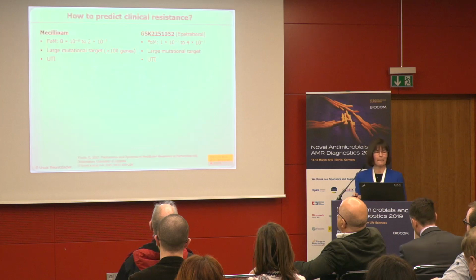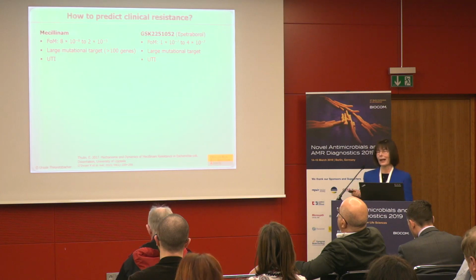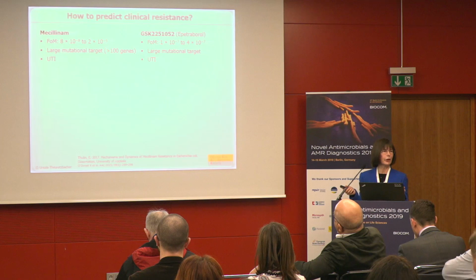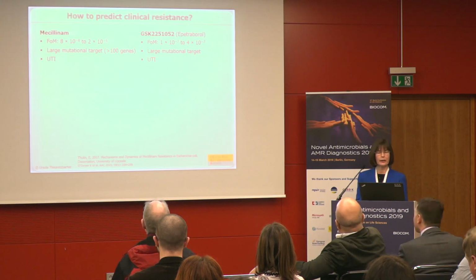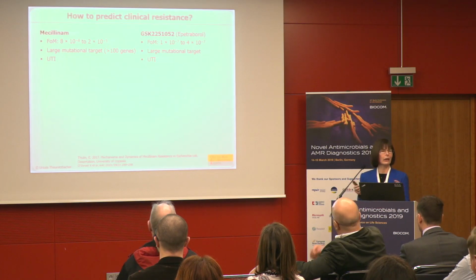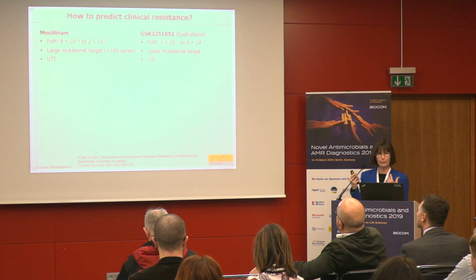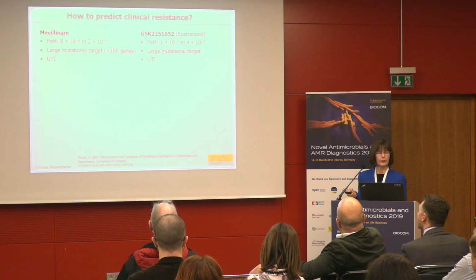So finally, how do we predict clinical resistance? And I have here these two examples, which are both single target drugs. Mecillinam, a very old penicillin, and this boron drug from GSK. The frequency of mutation is not good in both cases. They have large mutational targets, so a lot of genes can be involved in mutations, and they were both studied in UTIs. And mecillinam is still used for the treatment of UTIs.